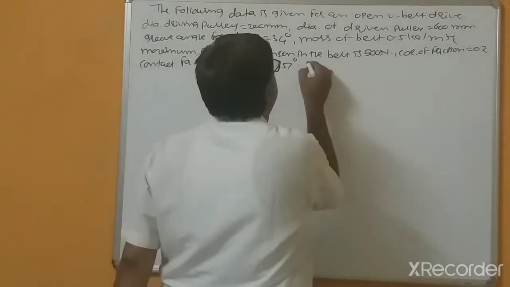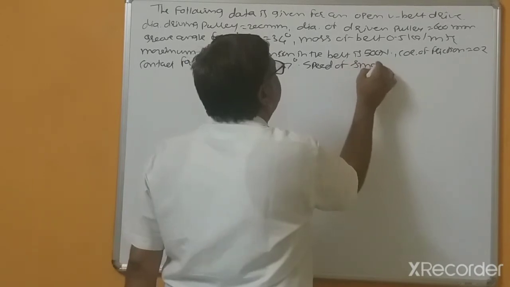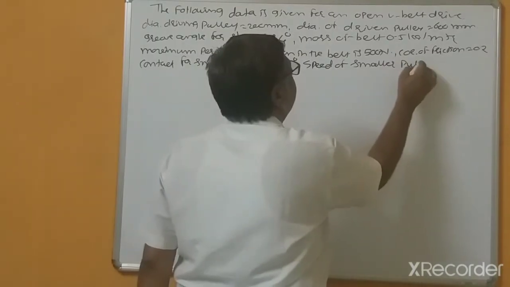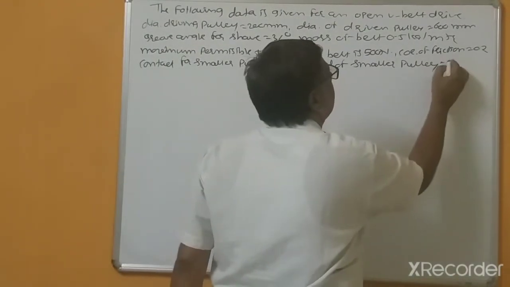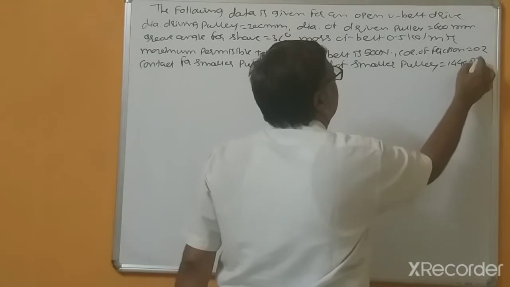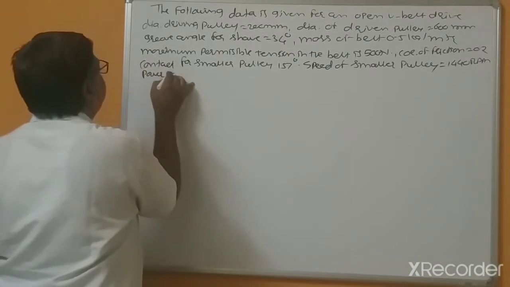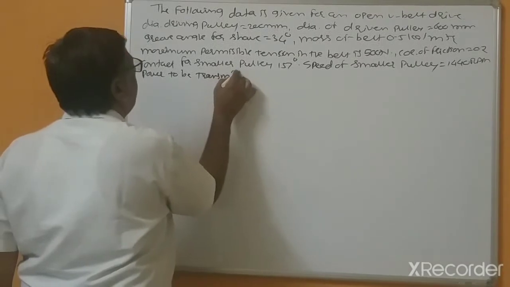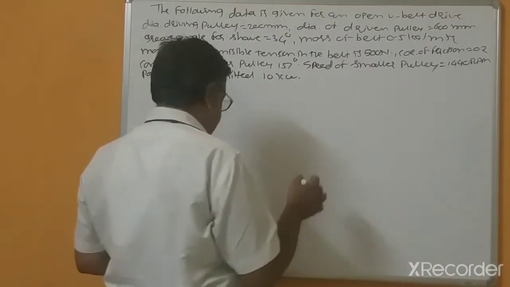Speed of the smaller pulley: this is directly connected with the motor, so the RPM is 1440 RPM. Power to be transmitted equal to 10 kilowatt. How many belts?